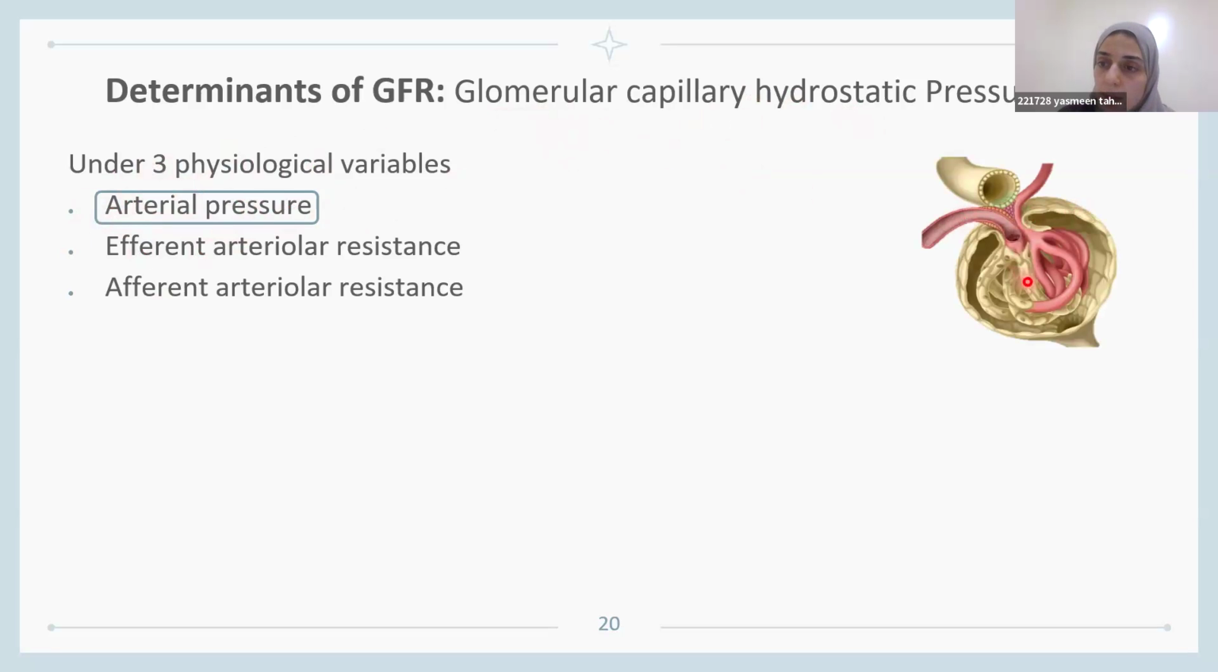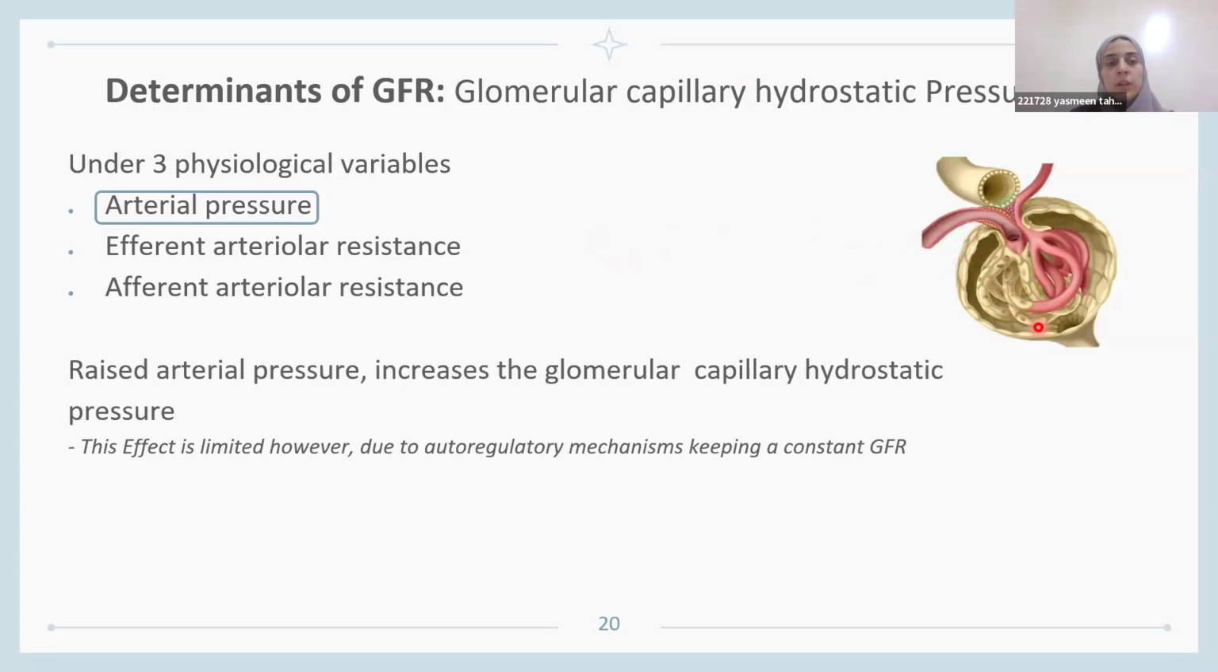So this is, again, the same picture of the corpuscle. So the afferent arteriole, it's coming from the system. So if we have higher pressure coming in here from the arterial pressure, it's going to have an effect on the glomerular capillaries by increasing the glomerular capillary hydrostatic pressure. And this increase in glomerular hydrostatic pressure is going to increase filtration.